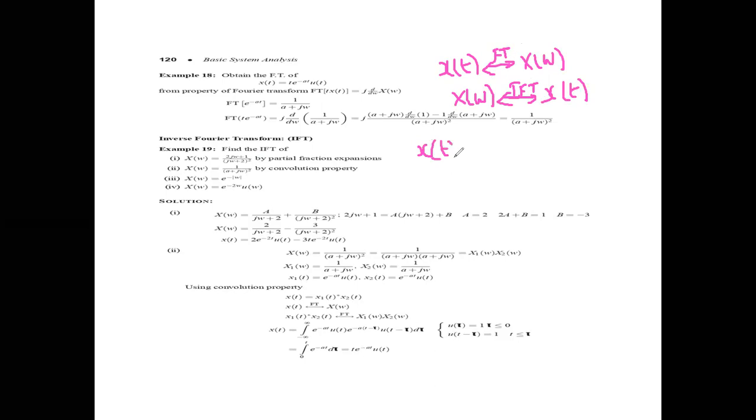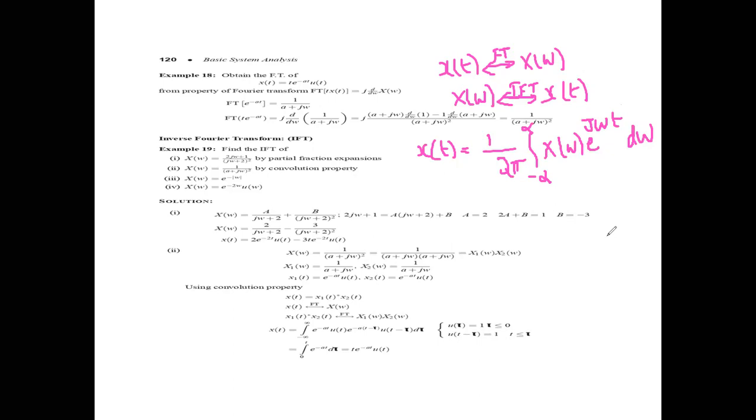x of t is equal to 1 by 2 pi, the integral from minus infinity to infinity of x of omega e power j omega t d omega. Actually, for the Fourier transformation the exponent is negative; now it is a positive exponential, e power j omega t.